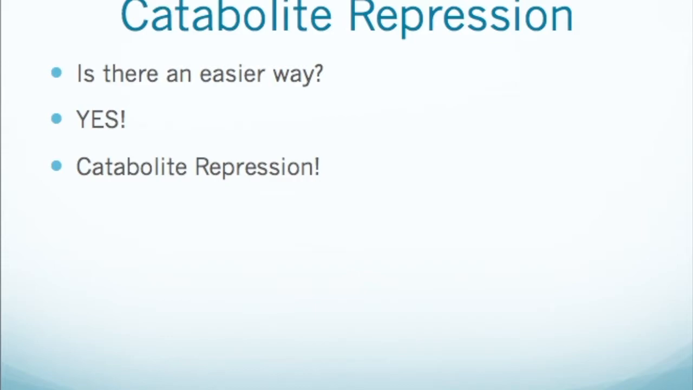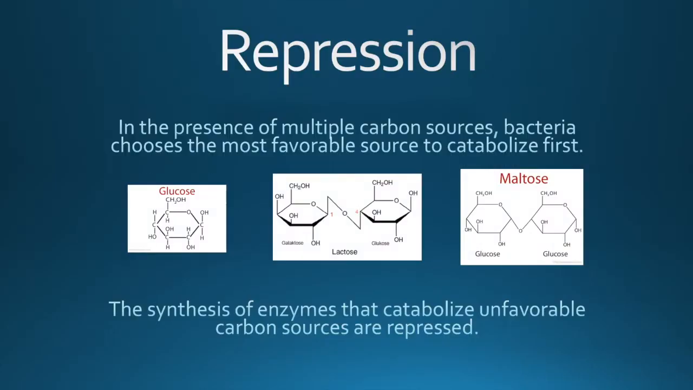The definition is as follows: a mechanism of global control that controls the use of carbon sources if more than one is present. Overall, catabolite repression is an important part of the global control system of various bacteria. It will be covered more throughout the video. Now we will look at catabolite repression in bacteria.